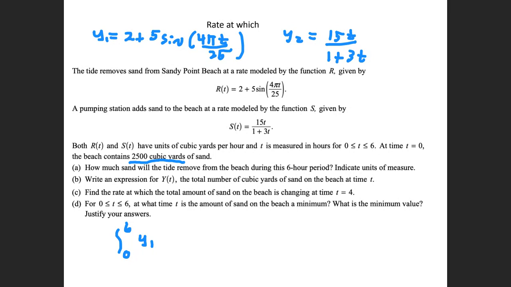S of t minus r sub t, or the integral of S of t minus r sub t. Very good. You're thinking on the right path here. Now, you did miss something very, very important. The 2,500. The beach starts at 2,500, so I'm going to need that. So how much, write an expression for the total number of cubic yards of sand on the beach. So I know it has to be 2,500 plus the amount the pumping station adds. So I could say plus the integral of S of t minus the integral of r sub t.